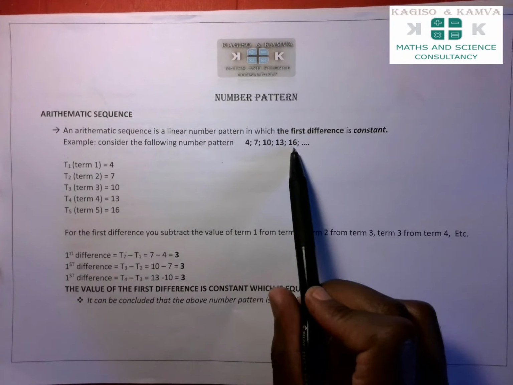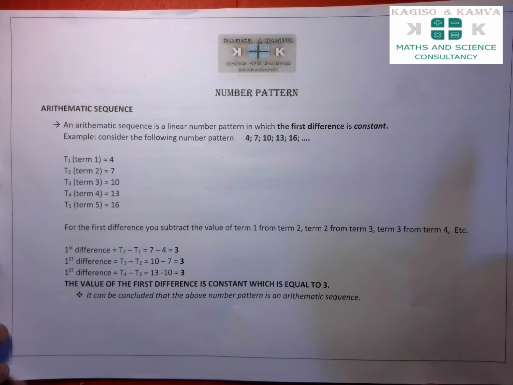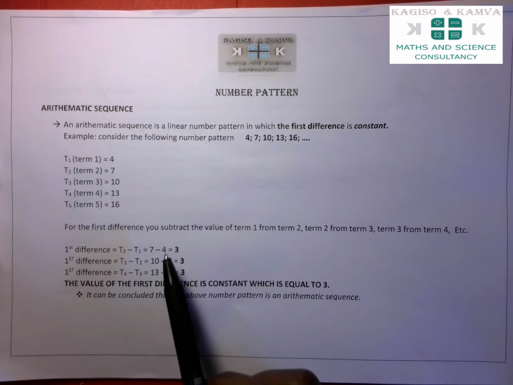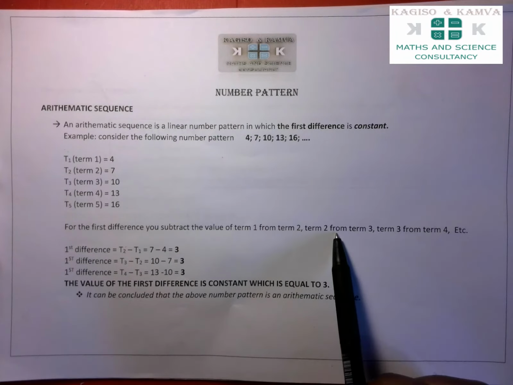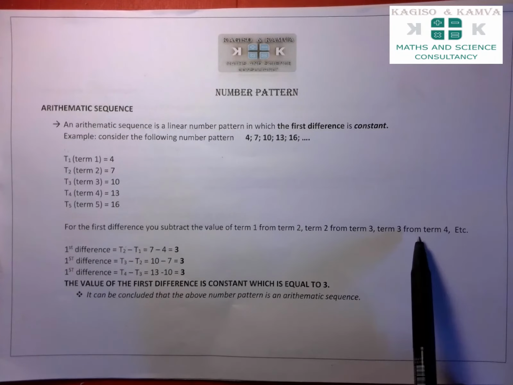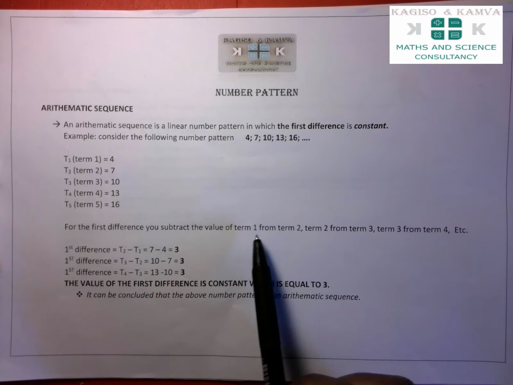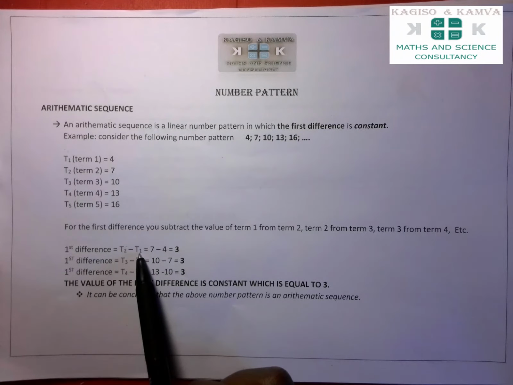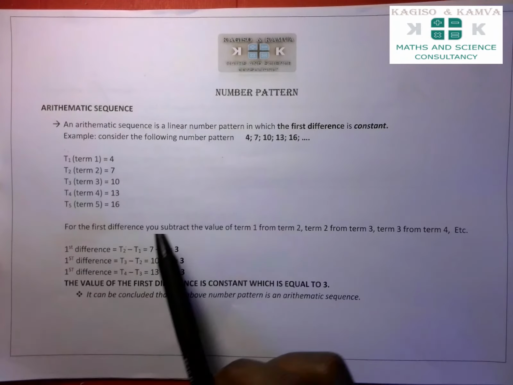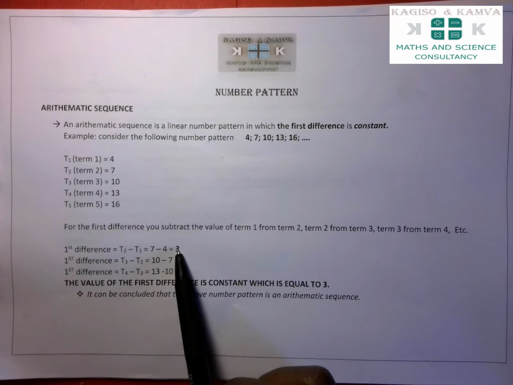Now, how do we get the difference, the first difference? For the first difference, you subtract the value of term 1 from term 2, term 2 from term 3, and term 3 from term 4, etc. So the first difference is T2 minus T1. What is the value of term number 2? It is 7. Term number 1 is 4. 7 minus 4, the answer is 3.